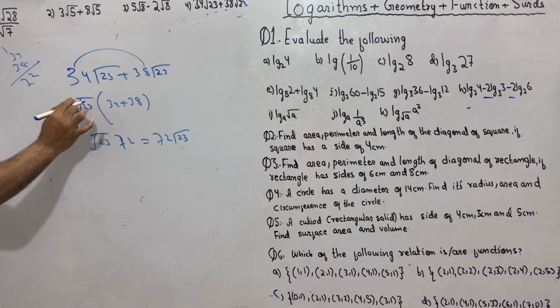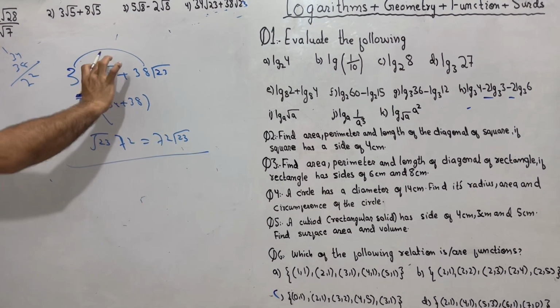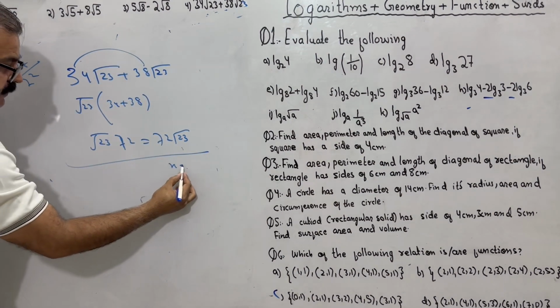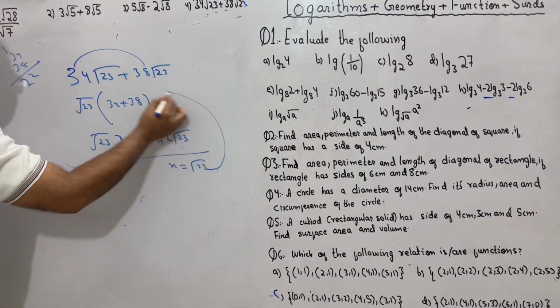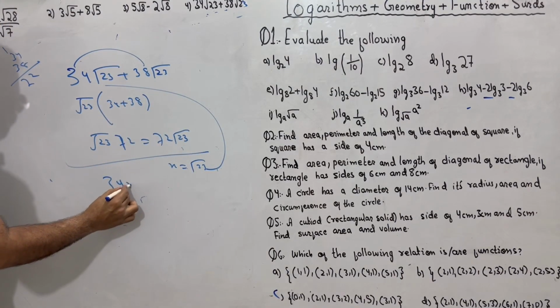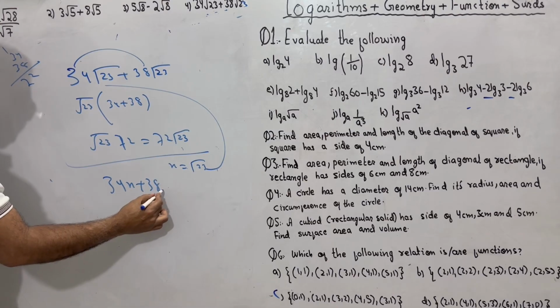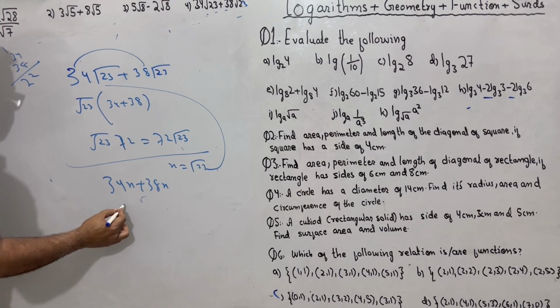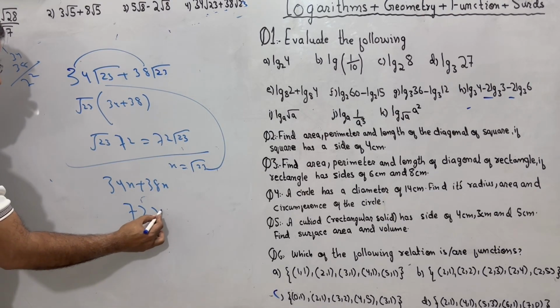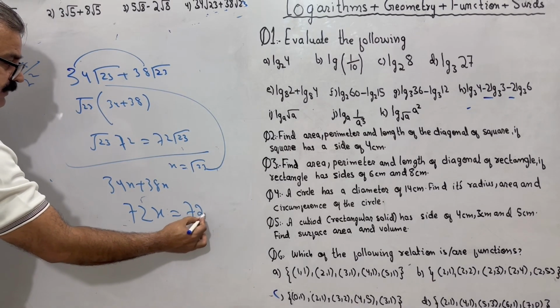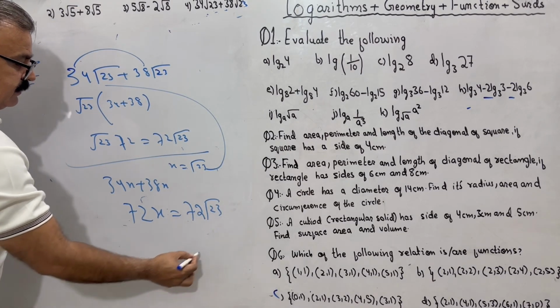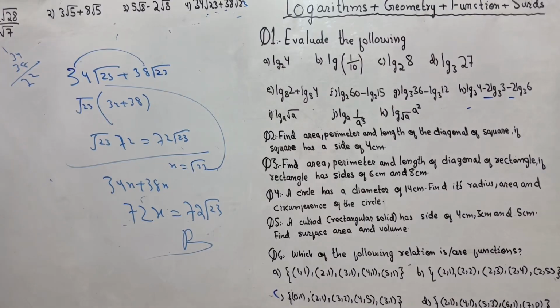They can be added. Suppose root 23 is x. Then you will get 34x plus 38x. 34 plus 38, it will become 72x. Re-put the value of x: 72 times root 23, it's our answer.